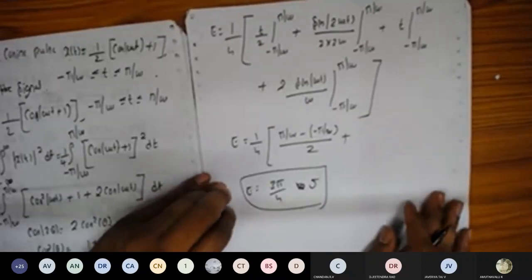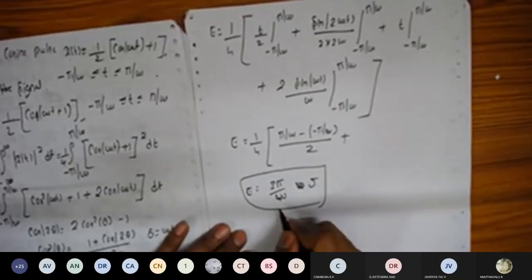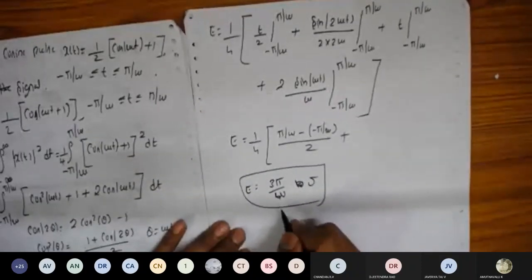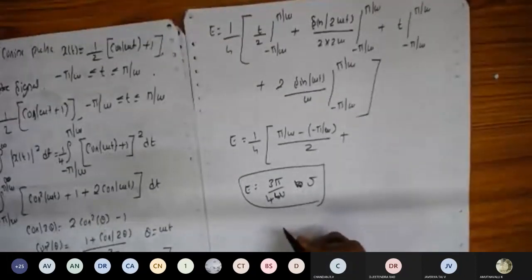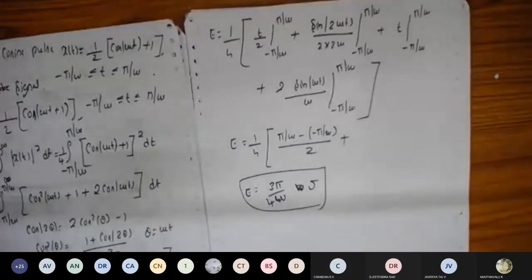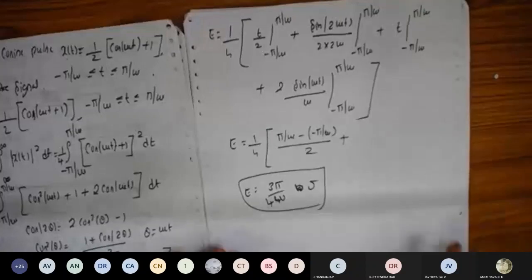Everyone got the same answer, no? So it is 3 pi by omega. Is it omega or 4 omega? I think, oh yes sir, 3 pi by 4 omega. Yes, very good. So it is 3 pi by 4 omega. This is an exam problem asked many times in the exam. Okay, so done. Take the next problem.